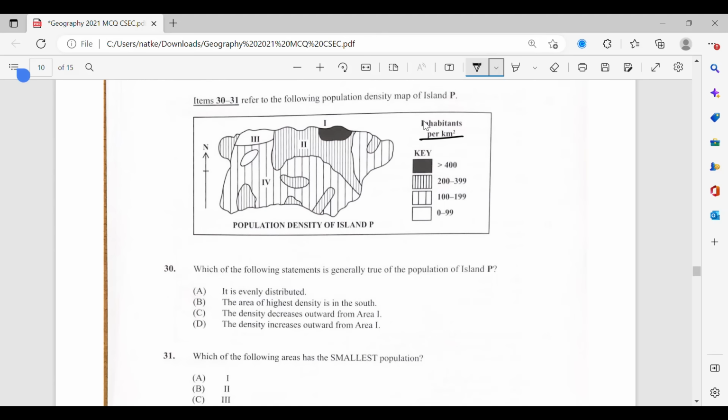Inhabitants per kilometer square. The dark color here is showing that it is greater than 400 persons per kilometer square in that area. 200 to 399 gives you that color. Then 0 to 99 means that that's the lowest population there, right? So we're not seeing it evenly distributed. The area of highest density is in the south. It is not down there, so that's a no. The density decreases outward from area 1. That is correct. The density increases outward from area 1. Not correct. So for 30, our answer is letter C.